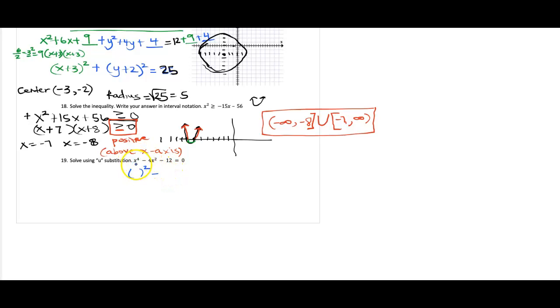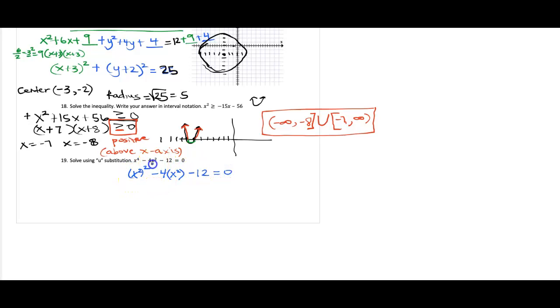Let's see, so let me go here. So what squared is going to give me x to the 4th? Well, that would be x squared, right? X squared squared is x to the 4th. And then here, 4 times x squared. I'm just writing it like this so we can see where we're going to put those u's in. And then minus 12 equals 0.